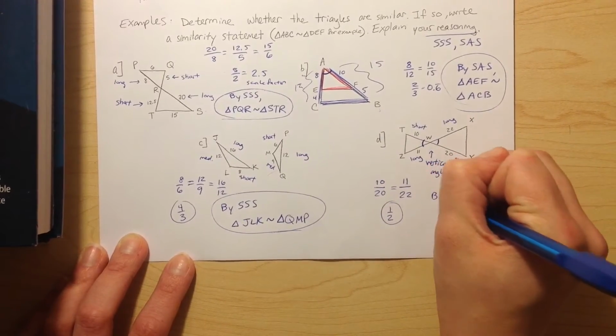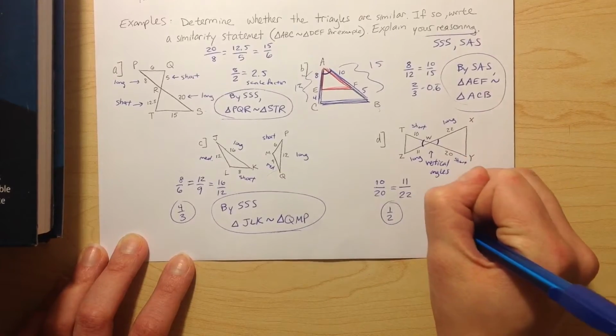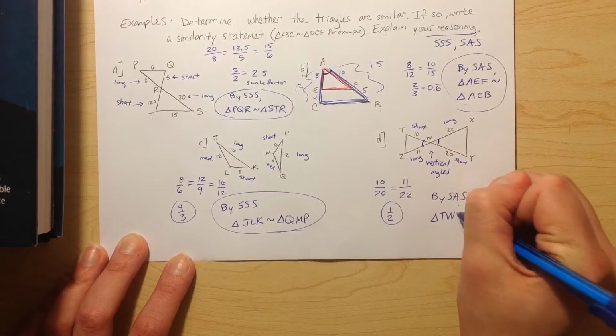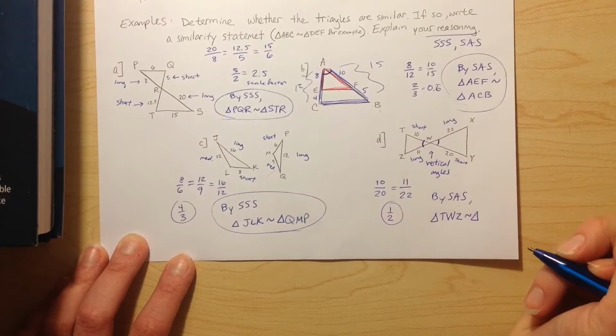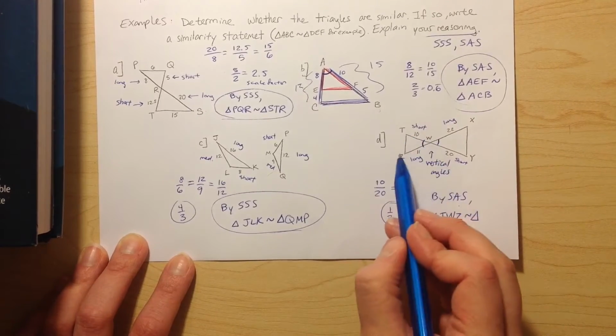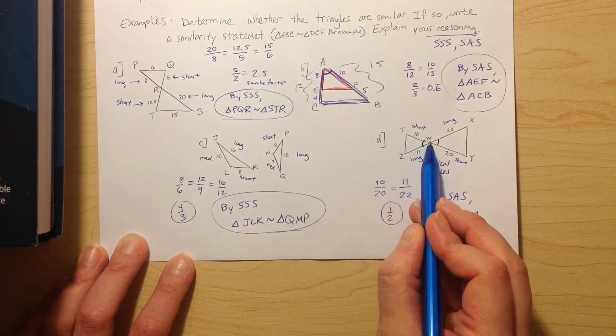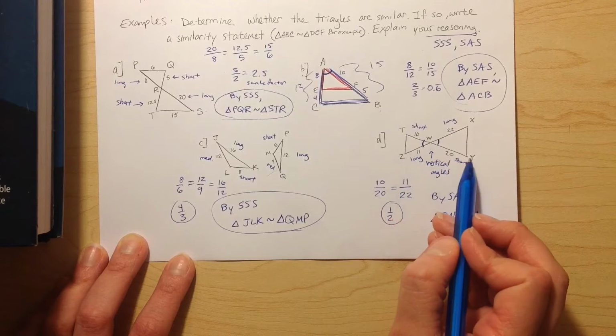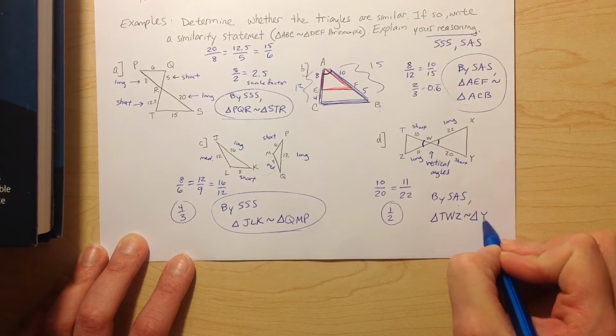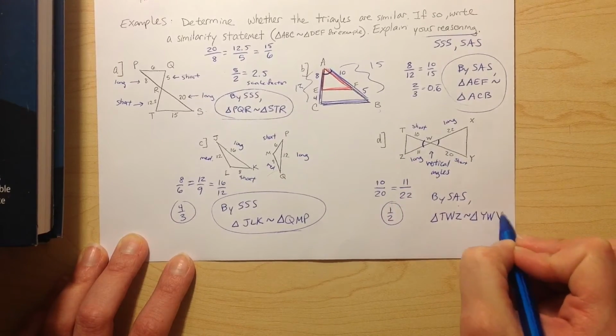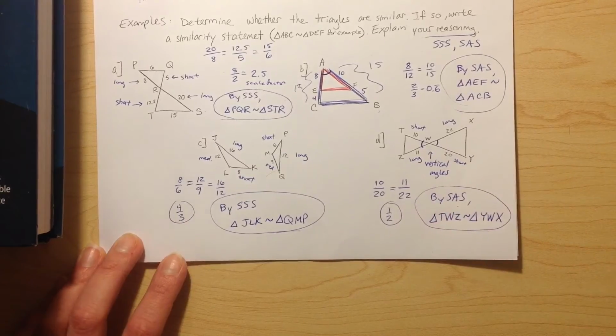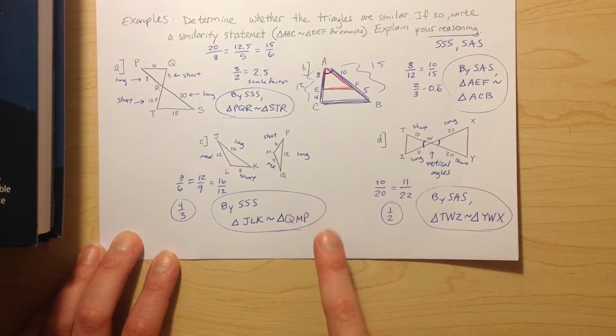Therefore, by side angle side, triangle TWZ is similar to triangle. Now let's see here, TWZ. I went down my short side and then down my long side. Short side would be Y, W, down the long side, X. There we go. So there is your review.